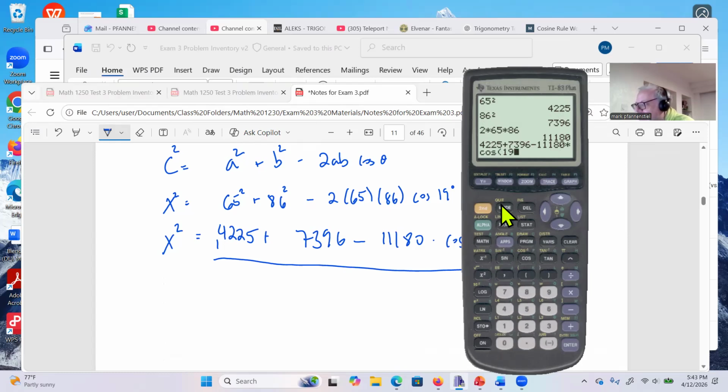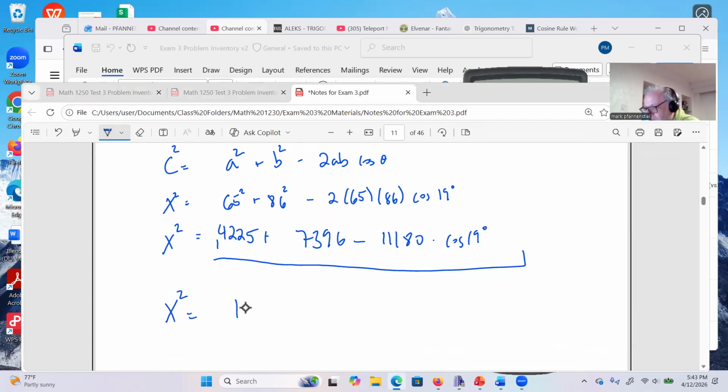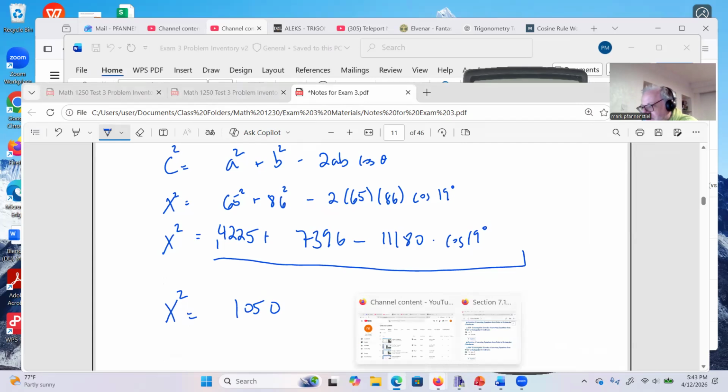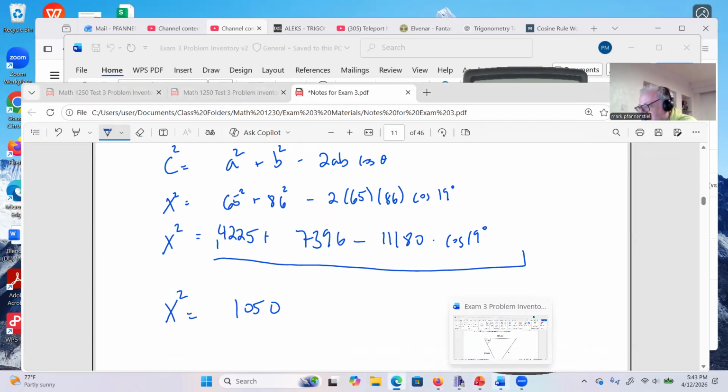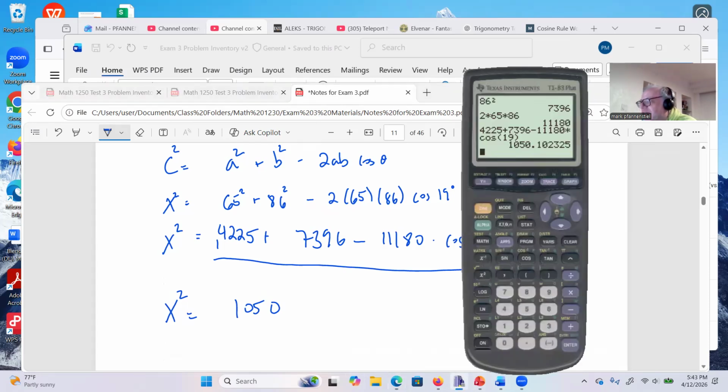We're going to double check just to make sure I'm in degree mode. I sure am, so we should be okay. And we'll say this is what x squared is going to be. So x squared equals 1050. When you say the "and," that's where you're supposed to put the decimal place. That's why it might sound a little bit weird for that one. But we have 1050 and 102. Okay, so 0.102 there.